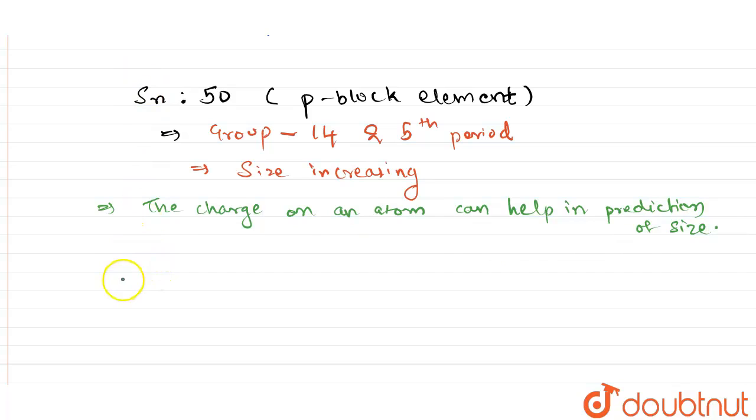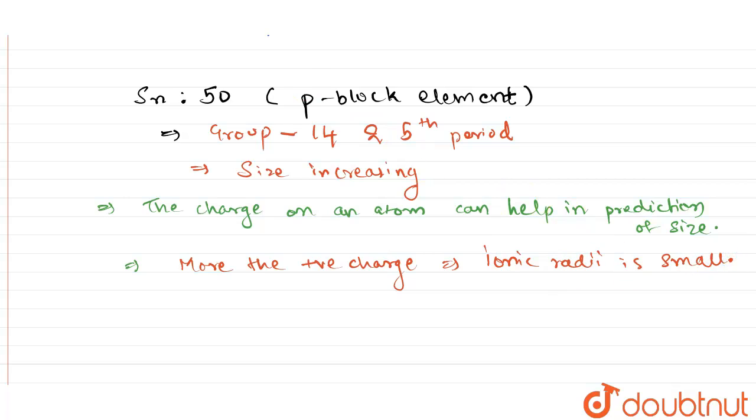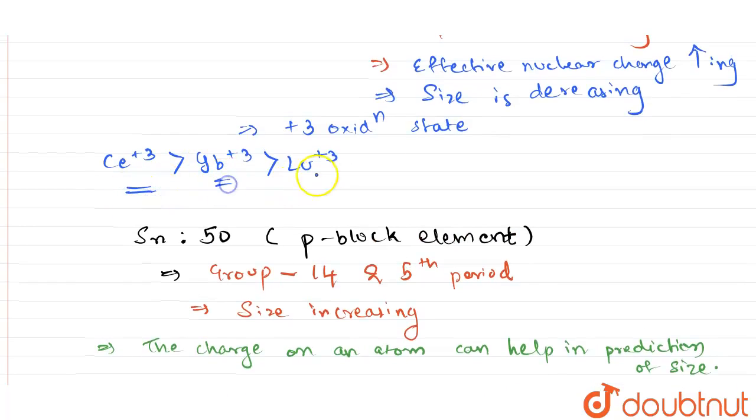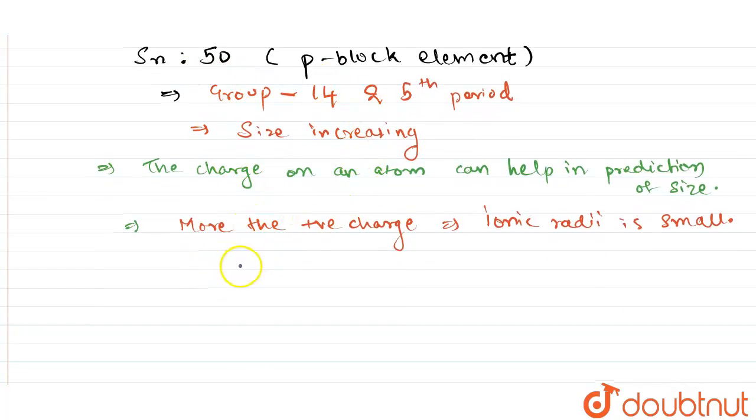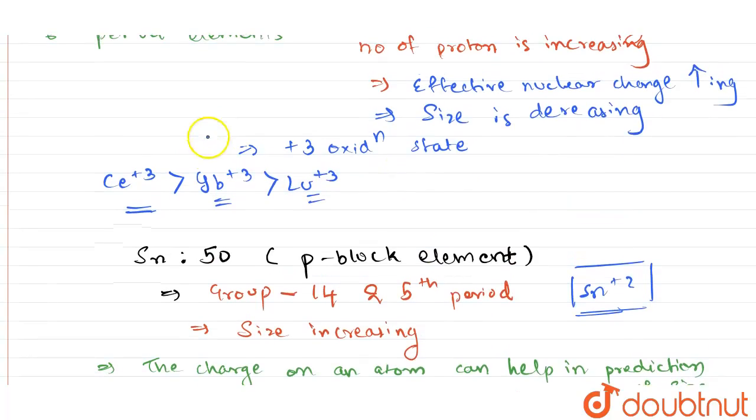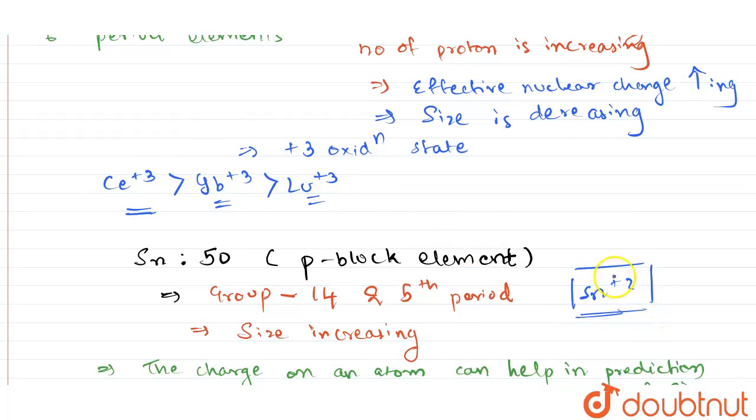So what happens is, the more the positive charge implies the ionic radius is small, and here everything is in +3 charge. That means the charge is comparatively higher than for Sn, which is in the +2 oxidation state. Here the charge is less, but there the charge is more, that is +3. Therefore Sn+2 will have a greater size, and hence we can write Sn+2 before cerium+3. So this will be the order.